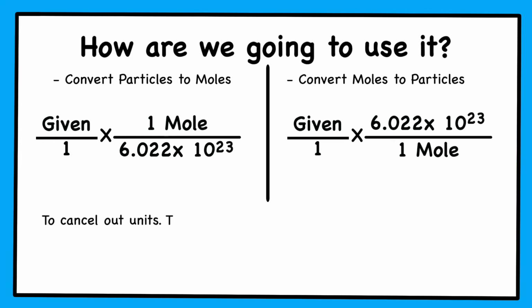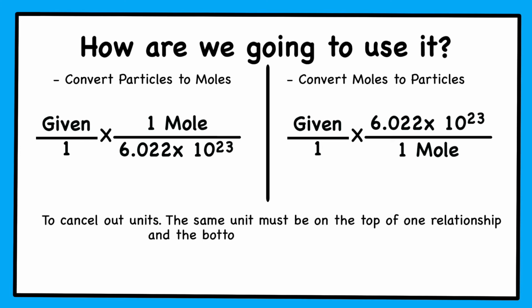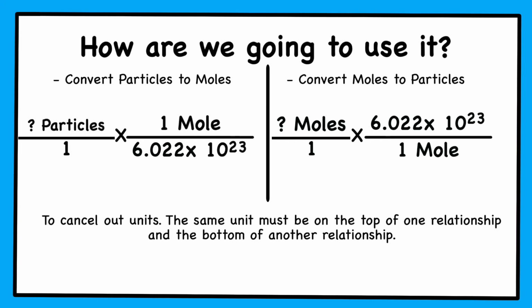In order for units to cancel out in chemistry, we must have the same unit present on the top of one relationship and the bottom of another relationship so they can cancel out. So, if we are given moles of a substance and we need to convert to representative particles of a substance, then we are going to use the relationship of 6.022 times 10 to the 23rd over 1 mole. If we're going from representative particles and trying to get to moles, then we're going to use the relationship of 1 mole over 6.022 times 10 to the 23rd particles.